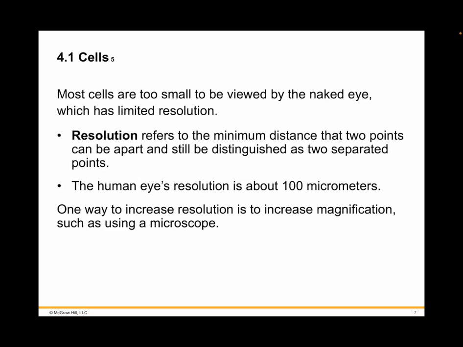To see cells, we use microscopes, because the resolution, which is defined as the minimum distance two points can be apart and still be distinguished, is limited. The limit of resolution of the human eye is 100 micrometers, and when two objects are closer together than about 100 micrometers, the light reflected from each strikes the same detector cell at the rear of the eye. So the reason we can't see small objects like cells is the limited resolution of our eye.